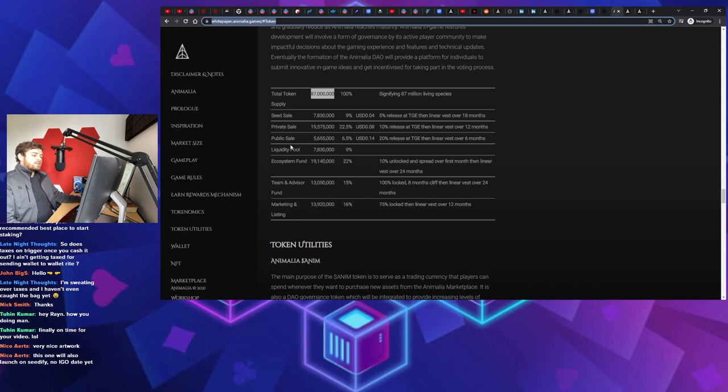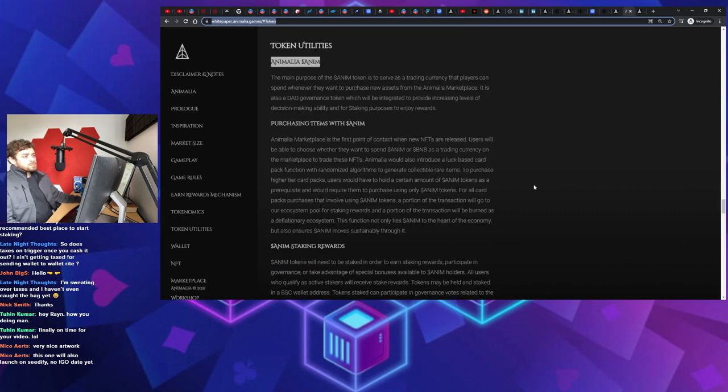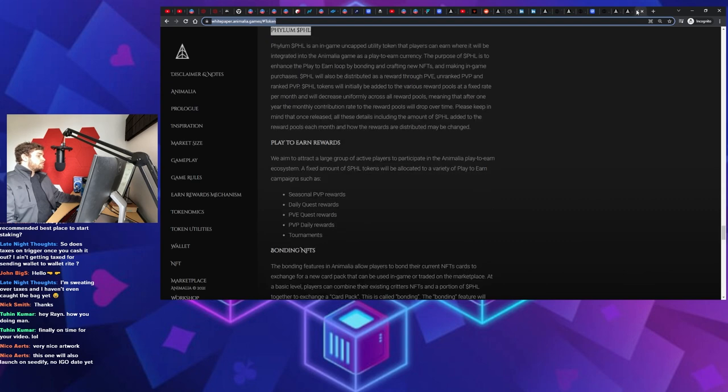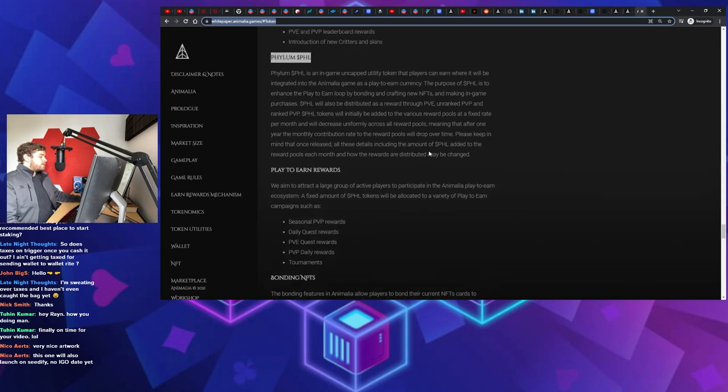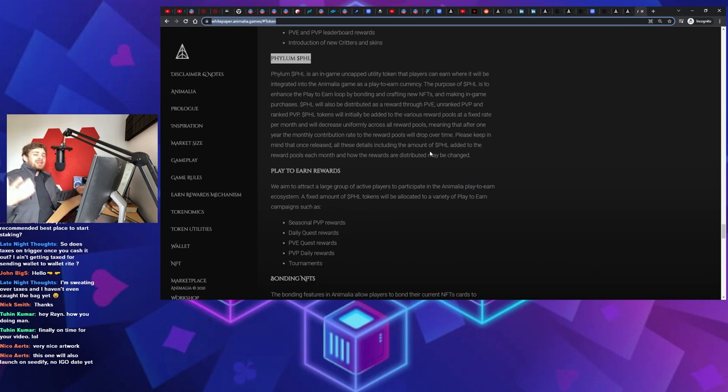Now, we touched on this already, but the 87 million total tokens, they show the breakdown from seed sale, private sale, public sale, as you have. Now, there are two tokens used in this universe, okay? One is NM, and that's going to be used for purchasing card packs as well as providing rewards for people who stake on this protocol. And they also have PHL, and that's going to be the one that's used for bonding and crafting NFTs, in-game purchases, reward distributions, in essence, kind of an in-game currency, right? The one that's likely going to have a very, very large supply because it's meant to be easy to facilitate transactions.